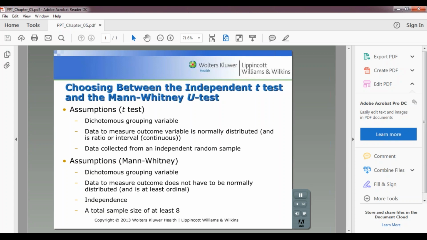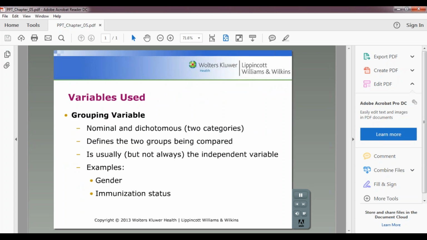So let's say for the Mann-Whitney U, our non-parametric test, we still have to have our dichotomous grouping variable, but the data doesn't have to necessarily be normally distributed, and it has to be at least ordinal. We still have our independence assumption, and in this case, you need a total sample size of roughly about 8. And sample size and whatnot can also oftentimes be disputed.